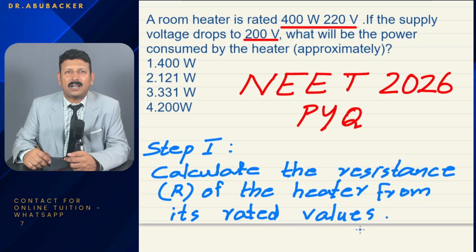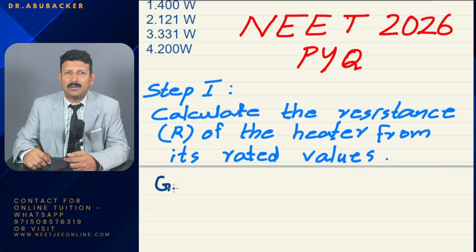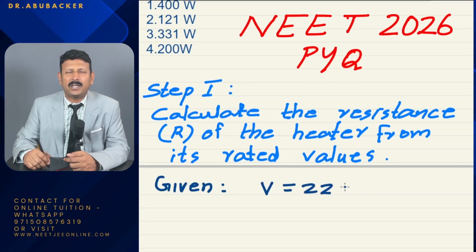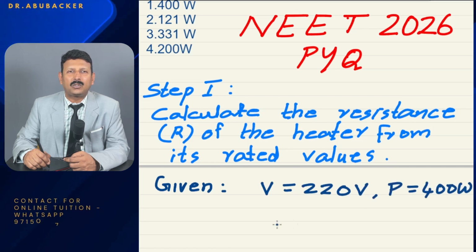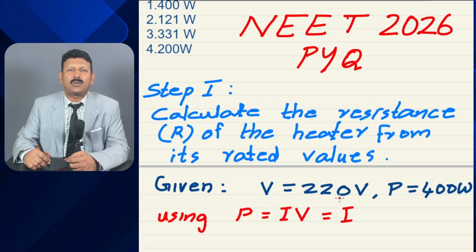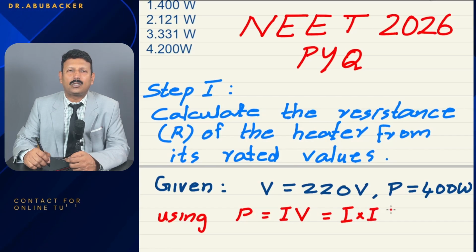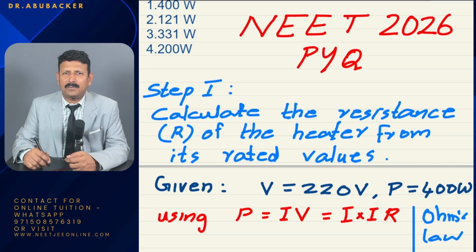The rated values here are, power is given 400 watt, V is given 220 volt. These two are enough actually, because you know the power equations. What is the power equation? P is equal to current into voltage. Different forms of this we can write. So V is equal to 220 volt, P is equal to 400 watt, and using the power equation, P is equal to IV, and you know that V is equal to IR, Ohm's law. So I into IR, I square R is one format of that.